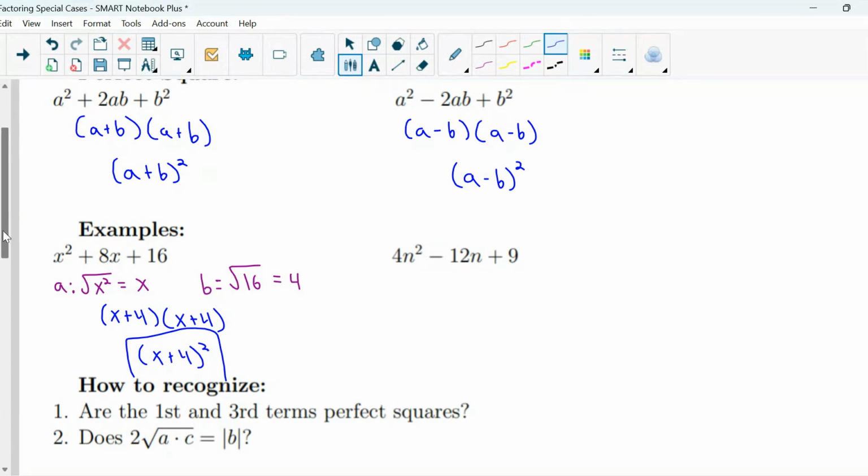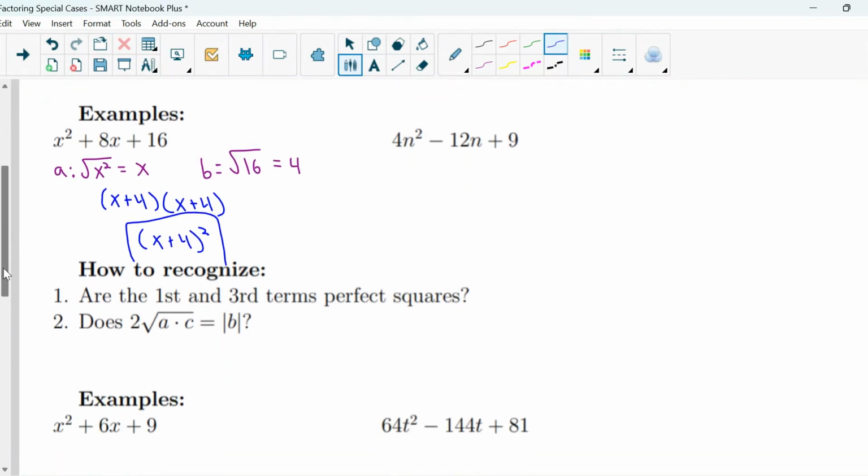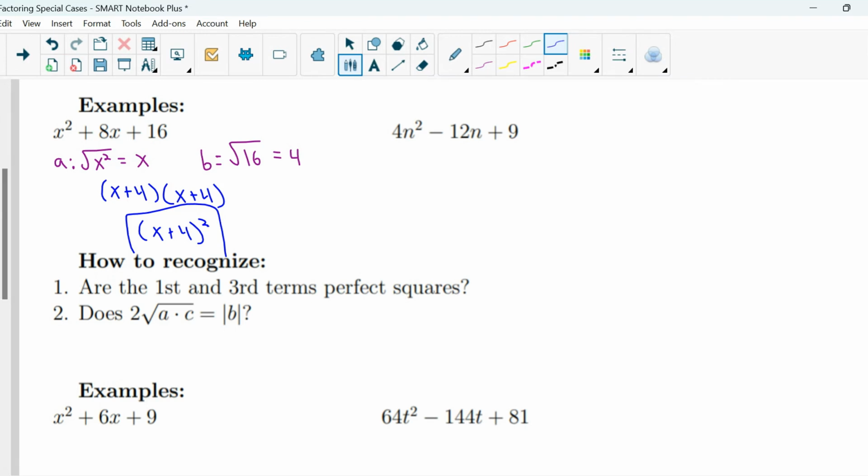All right. So you're probably wondering, how do I recognize that this is one of the scenarios? So the first giveaway is if your first and third term, so your first and last terms, are perfect squares, then you might have a chance. And the other way that you could check would be to use this formula, 2 times the square root of a times c, and see if that would equal the absolute value of b.